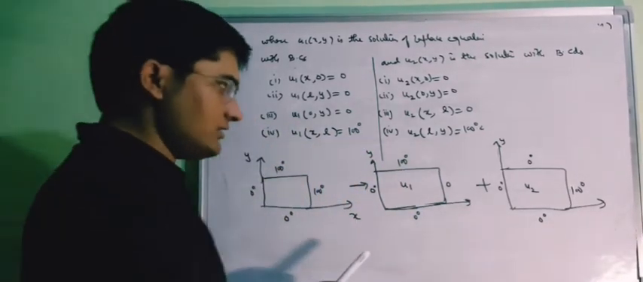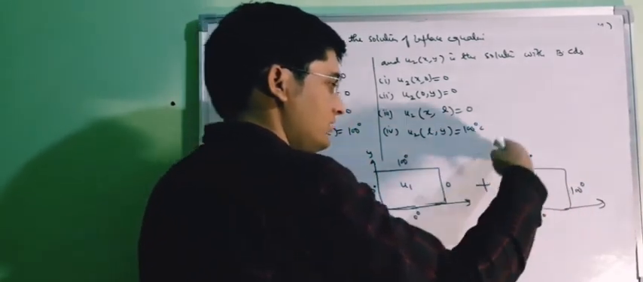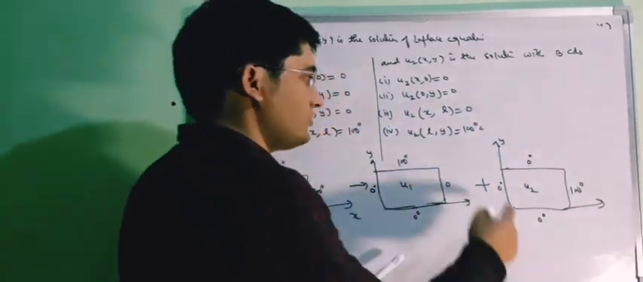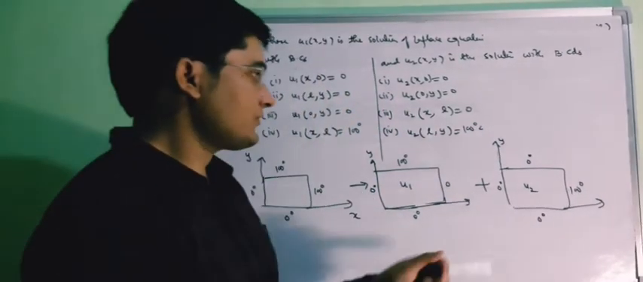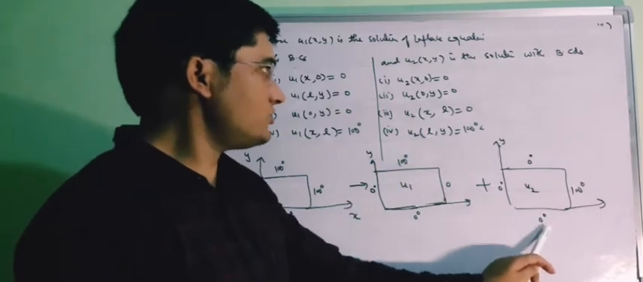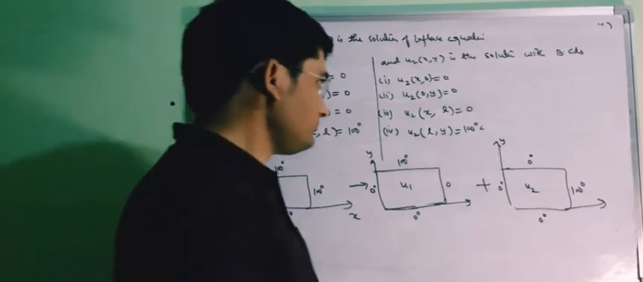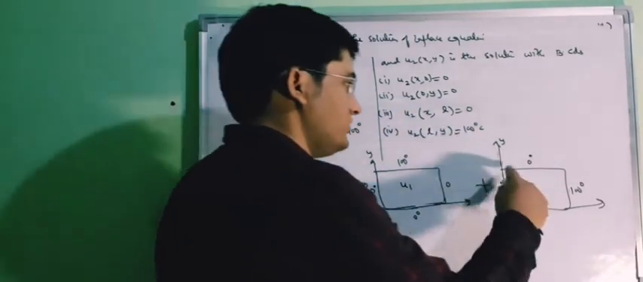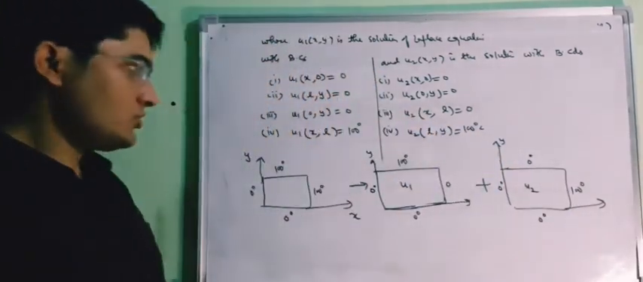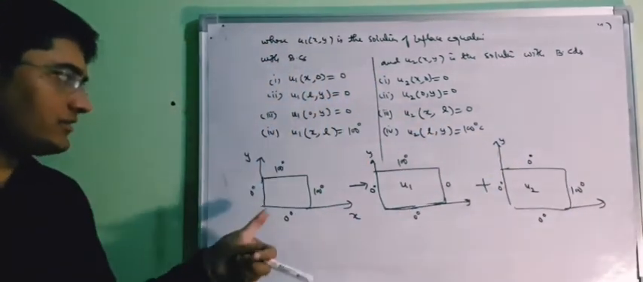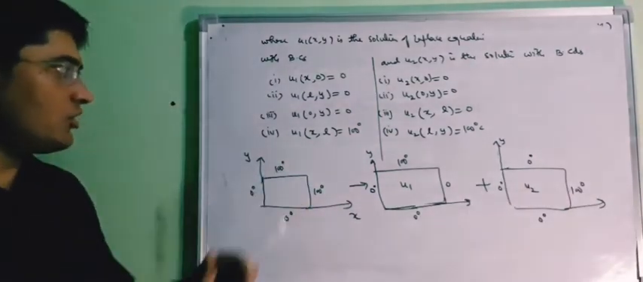And for the second case, let us assume u2 is the solution when the boundary conditions are: when y is 0, the temperature is 0, when x is 0, the temperature is 0, when y is L, the temperature is 0, but when x is L, the temperature is non-zero. So on combining these cases, we will get the solution of this particular case, that means when we have two non-zero boundary conditions.